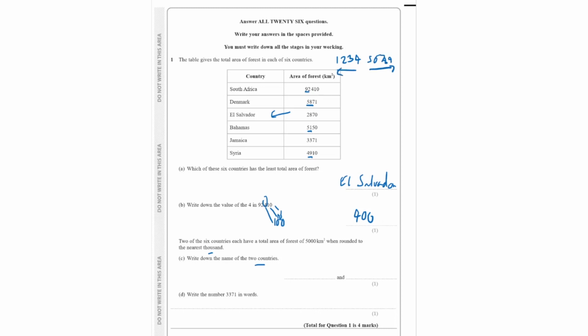So here Denmark, see after the 1000s is 8. And since 8 is between 5 and 9, we round up. So our answer here is 6,000. So this is wrong. Here we have 51,000. 1 is between 1 and 4, so we round down. This is 5,000, so this is correct. 49,000. Since 9 is between 5 and 9, we round up. And this is also 5,000, so this is our other answer. We have the Bahamas and Syria.